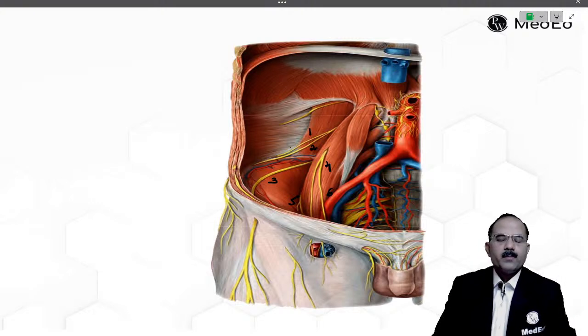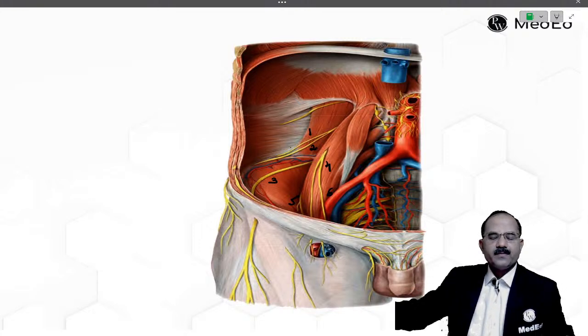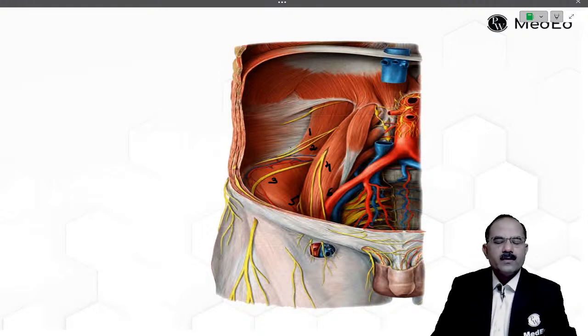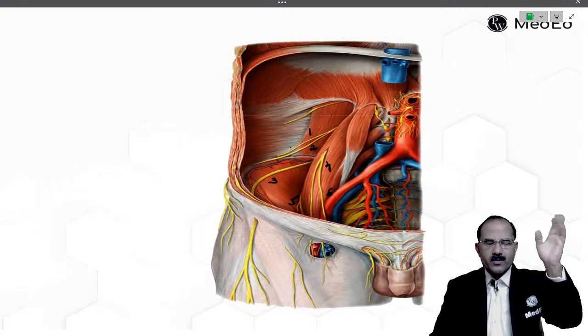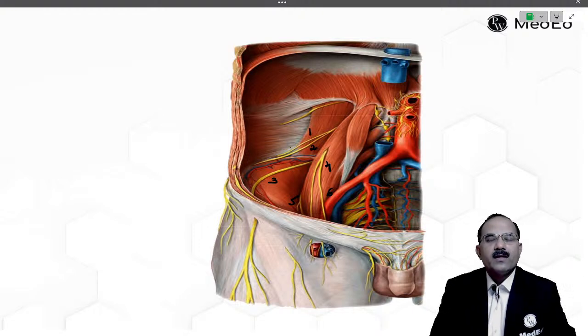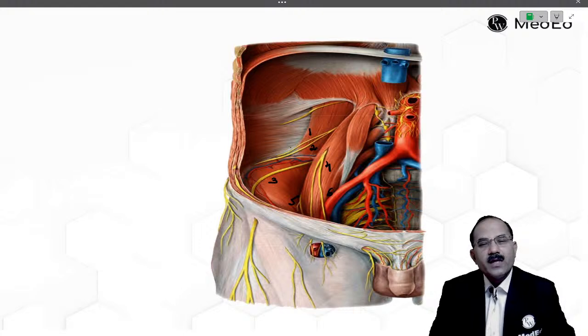Very correct. So number 1, what is this nerve? Any guesses? No chatting in between, just answer. You can chat later. What is number 1? Iliohypogastric nerve.